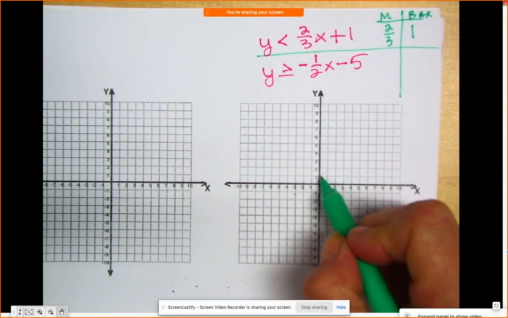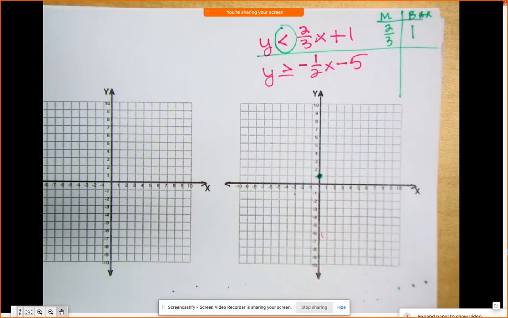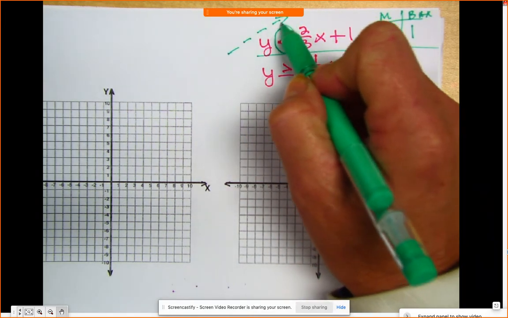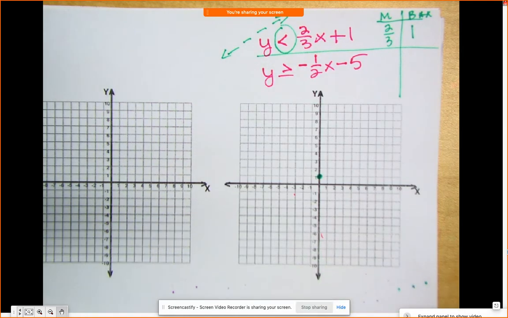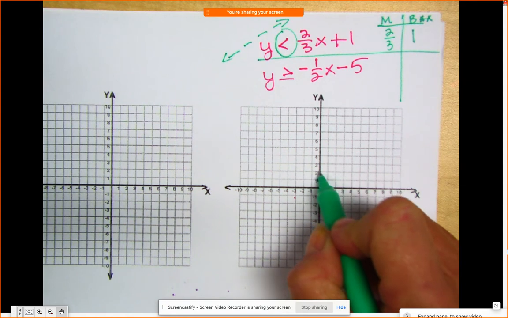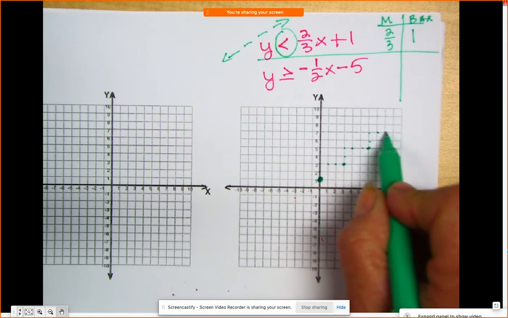Remember, you start at the beginning. So I'm going to start at 1. And you have to look at this. That's a less than, so my line's going to be dashed. The slope being positive, this line should be going uphill. Dashed line. So I go to the 1. I use the slope of 2/3. We go up 2 to the right 3, up 2 to the right 3, up 2 to the right 3.